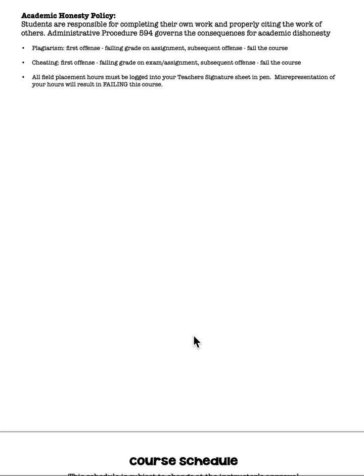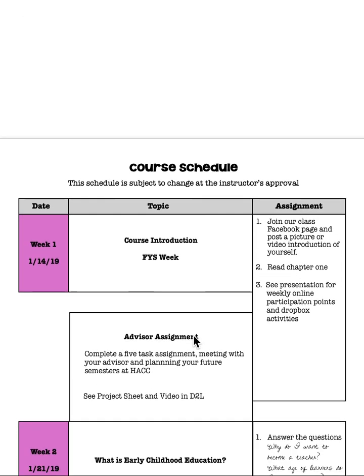Last but not least, when you go out into the field, you will be required to record your hours on a teacher signature sheet. Those teacher signature sheets must be completed in pen, and anyone who misrepresents their hours will result in failing the course. So make sure the hours that you actually go out and do are the hours that are logged in on that sheet and signed by your mentor teacher. I don't think that will be a problem for anyone.